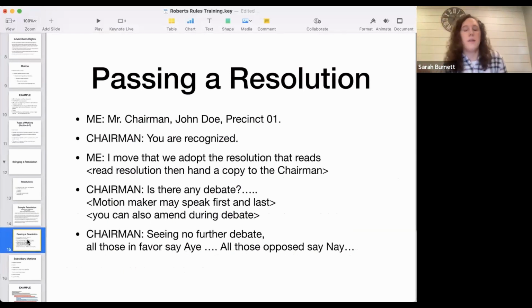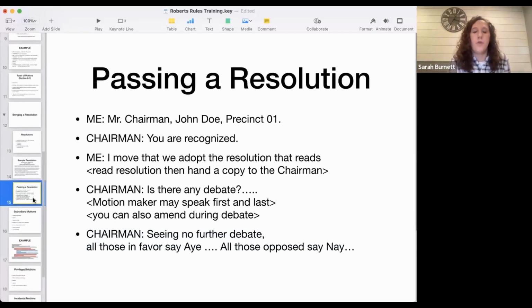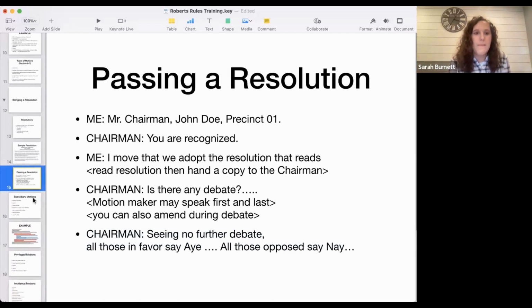Resolutions are passed with the same procedure because resolutions are main motions. So it's the same thing. You are recognized, and then you say, I move that we adopt a resolution that reads, and you read it. Then you give a copy to the chairman, you debate it, and then after debate, you pass it. They're just a main motion on paper, built out a little more for the purpose of things that are more complex.